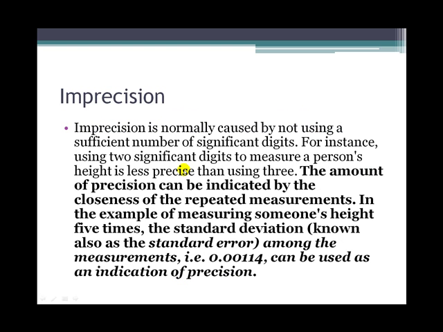Imprecision is normally caused by not using a sufficient number of significant digits. For instance, using 2 significant digits to measure a person's height is less precise than using 3. The amount of precision can be indicated by the closeness of the repeated measurements, so how close they are or how scattered they are. In the example of measuring someone's height 5 times, the standard deviation, known as the standard error, among the measurements can be used as an indication of precision.